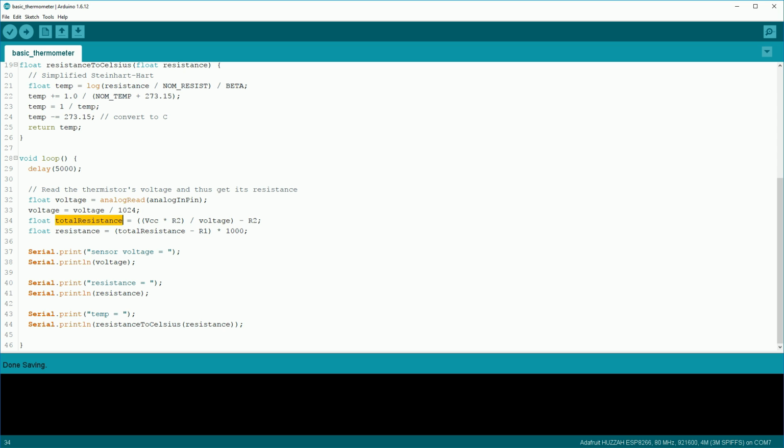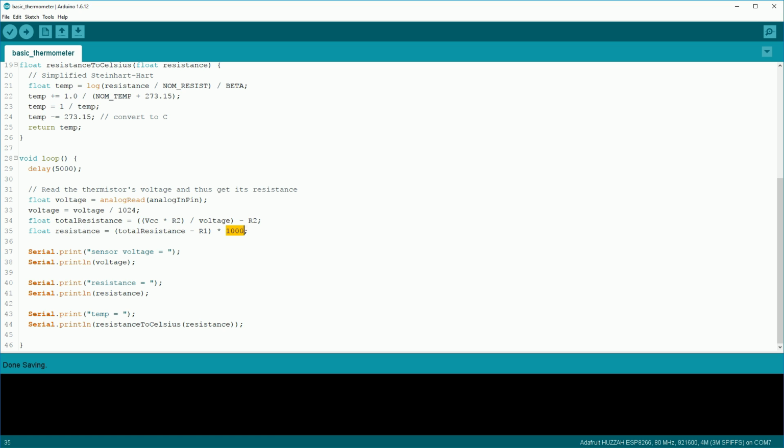Now, of course, we have a second resistor in series with that first thermistor in that top side of the divider. So finally, to get the resistance, we subtract that first resistor, and then, because all my values are in kilo-ohms, multiply by 1,000 to get the value in ohms. Now, we have a resistance, but we need to turn it into a temperature.